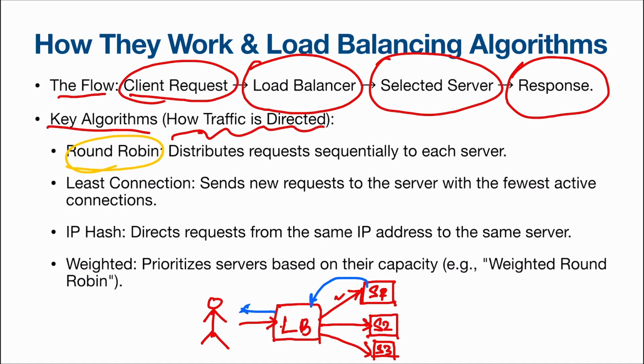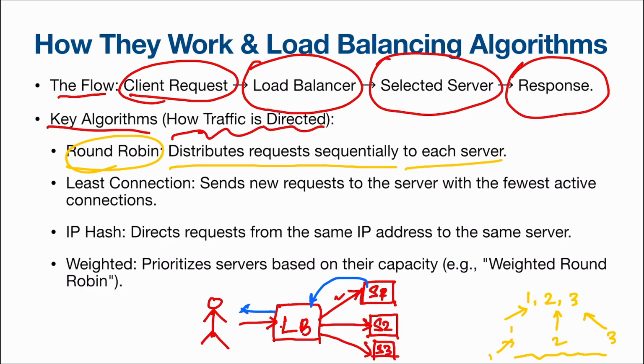What is round robin? So let's say I can only choose between values 1, 2, and 3. First time I will choose 1, second time I will choose 2, third time I will choose 3, and the fourth time again I will choose 1. And the loop goes on. So it distributes requests sequentially to each server.